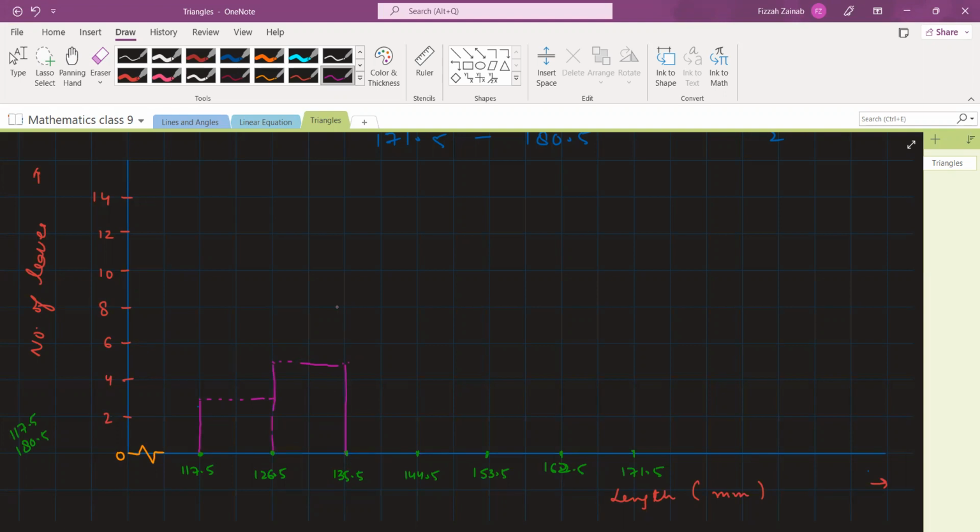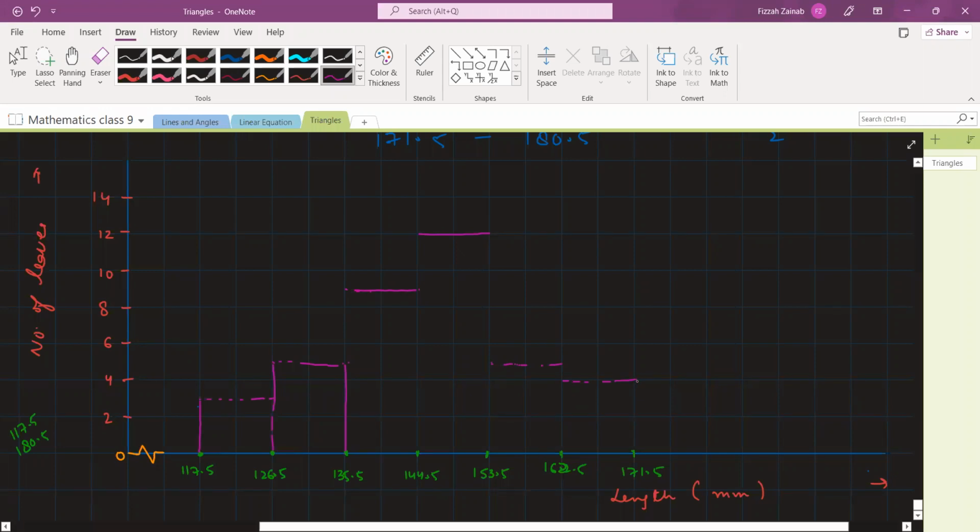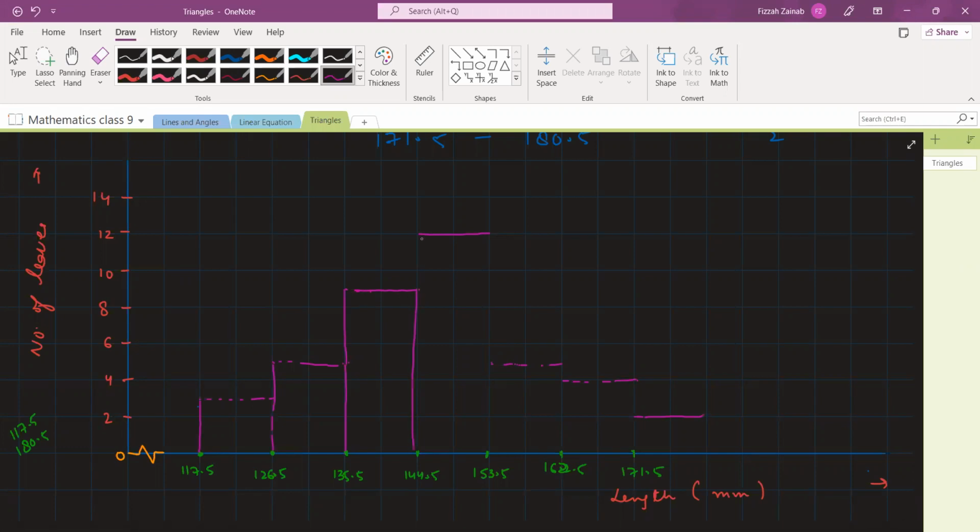Next is 9. So it's going to lie here. Then you have 12, which will be here. Then next is 5, which will be here, right? Then next is 4, which is here. And the next is 2, which is here. Now please join it. So this is how the histogram looks.